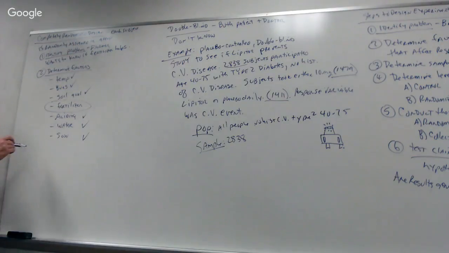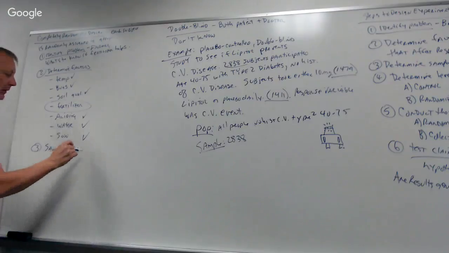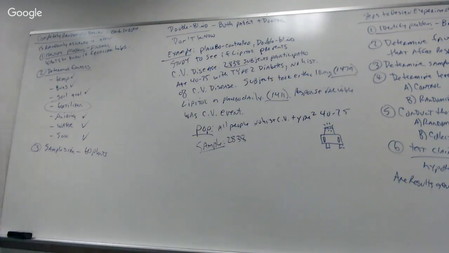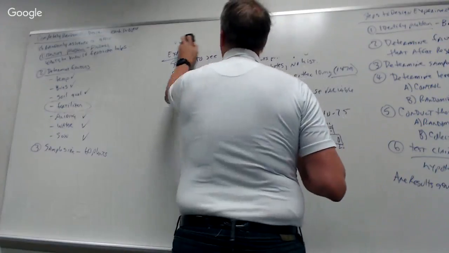Okay, all right. Step 3 says determine the sample size. Okay, so the farmer says, okay, I'm going to donate 60 plants to this project. Okay, 60 seeds or whatever.